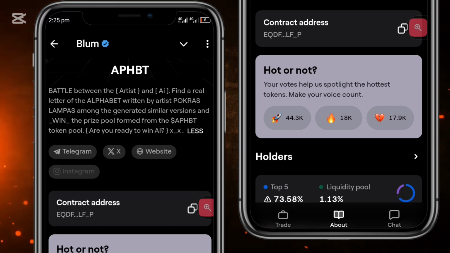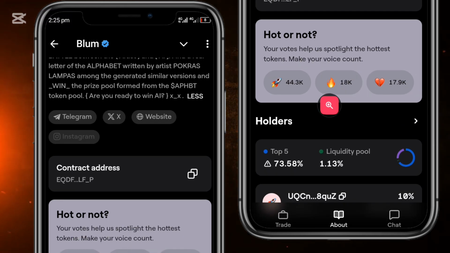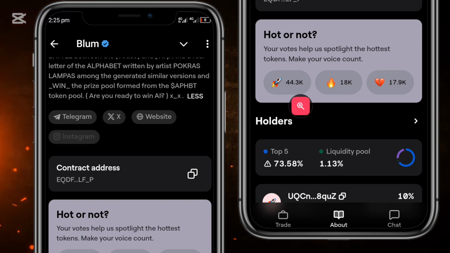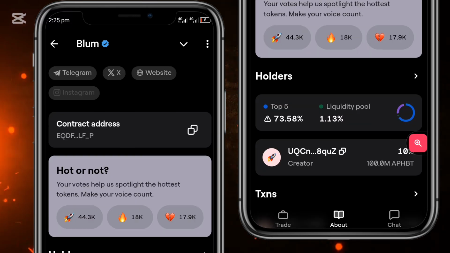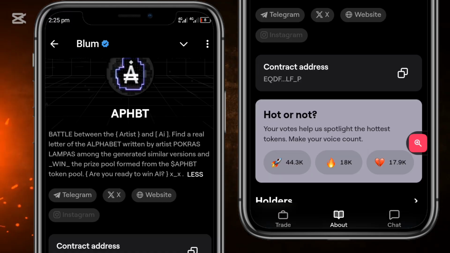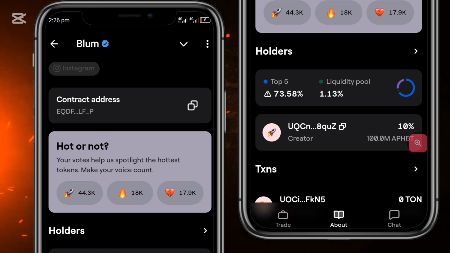Now, if you've done your research and you see that you like the coin, there is something right here. They say "ought or not." This is an interface where you get to vote for the coin that you are trading on. If you like the coin, you can go ahead and support it by clicking on this icon right here, either this one or this one. Or if you don't like the coin, you click on this one. You understand?